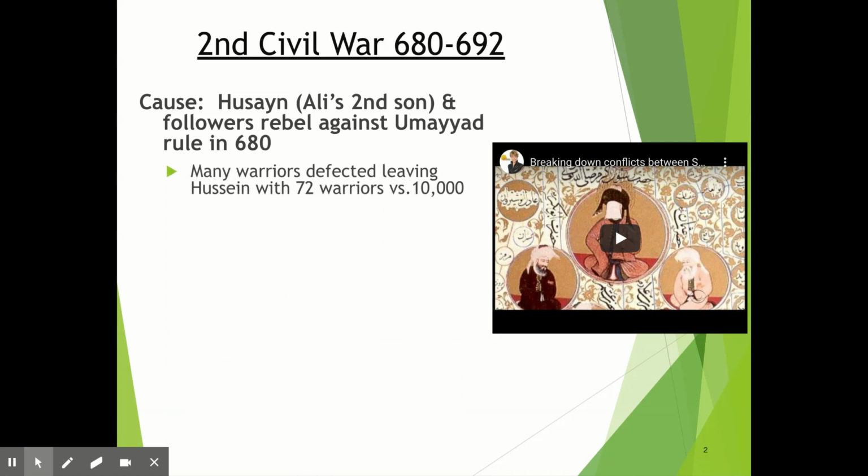Unfortunately, it didn't end up going well for him, and many of his warriors defected, leaving him with 72 warriors versus 10,000 of the Umayyad dynasty warriors. Hussein's head is actually going to be chopped off and sent as a token of victory to the leaders in Damascus.